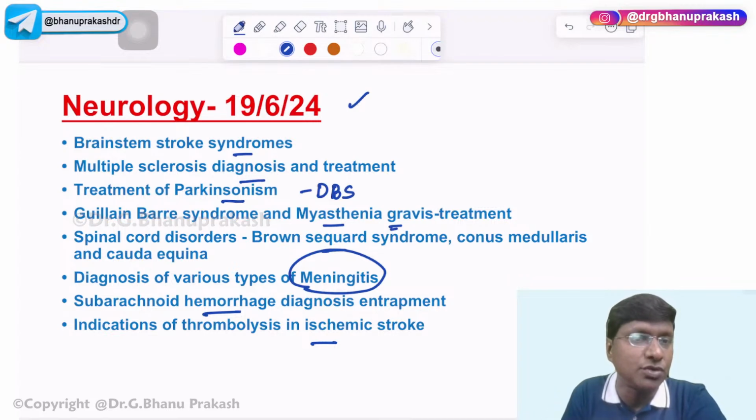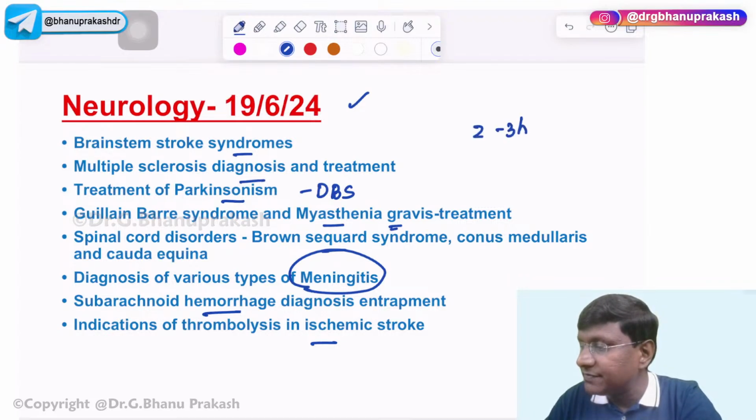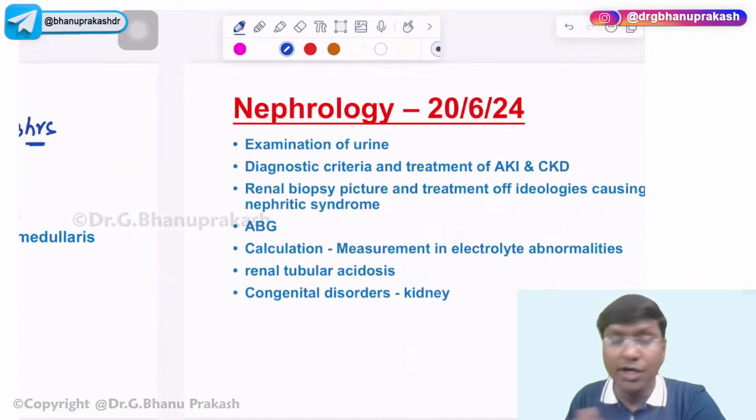What is the dosage of the thrombolytic agent? So these are the topics that you need to revise in the neurology on 19th, and allot 2 to 3 hours for the quick revision of these particular topics. And next is on 20th.